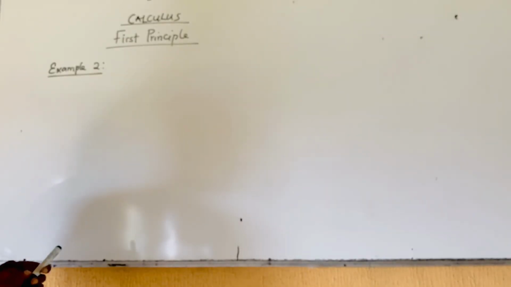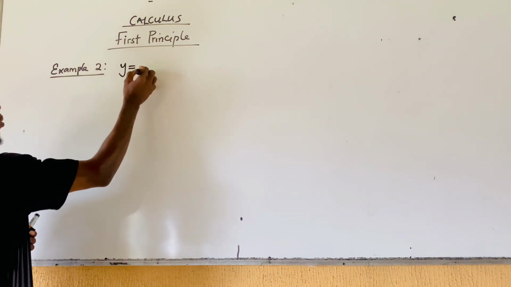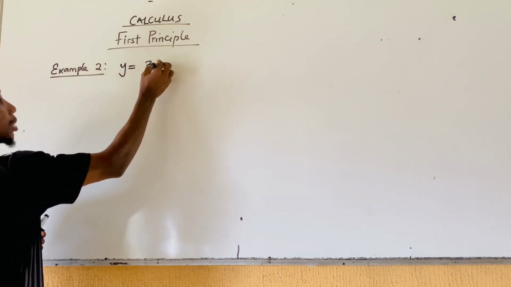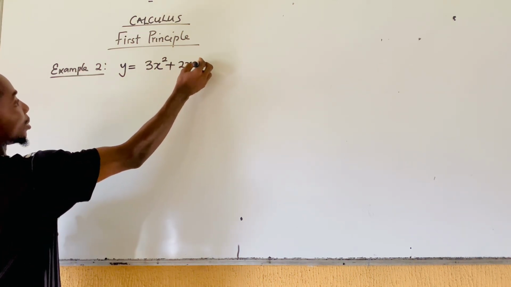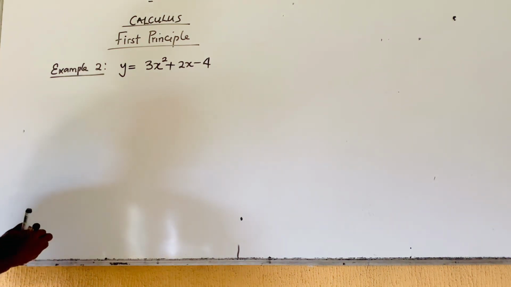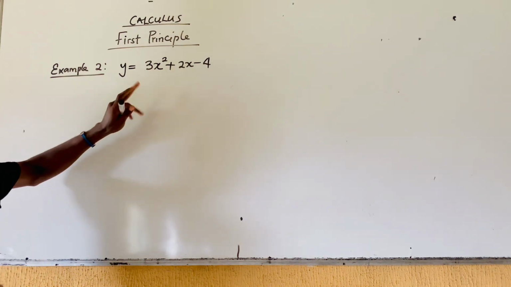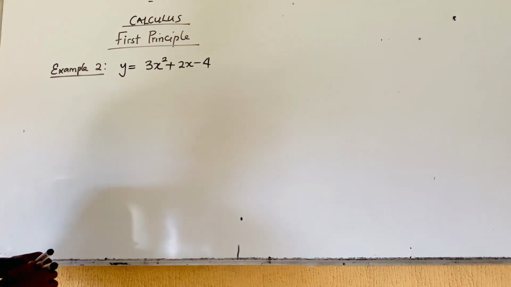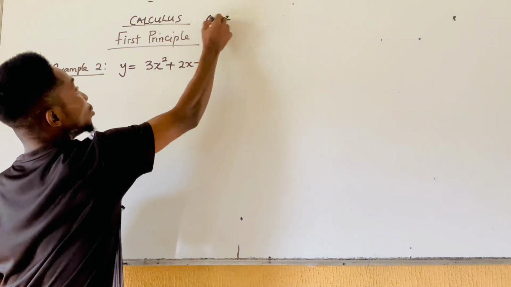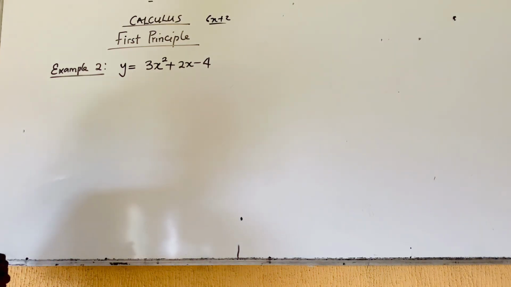Okay, example 2. Let's take another complex question. Let's say you have y equal 3x squared plus 2x minus 4. Find the derivative using first principle. We know that when you differentiate this normally, if you differentiate 3x squared, your answer will be 6x. Differentiate 2x, you have 2. So the answer is 6x plus 2. Some examiner will want you to use first principle to get your derivative. So the law still remains the same.